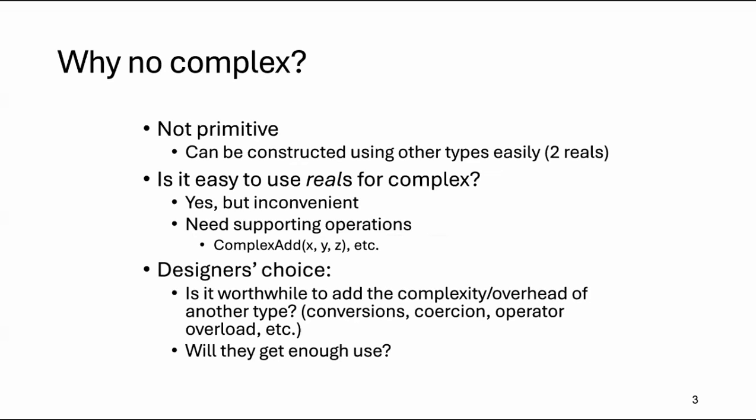Yes, but sometimes it can be inconvenient and it needs supporting operations. So even though it looks like we can make it from primitives, based on the design decisions the designers of Algol made, it's not as easy as we think it could be. In the end, it's always going to be the designer's choice: is it worthwhile to add the complexity overhead of another type, or will it get enough usage? When they designed Algol, they decided not to include it.